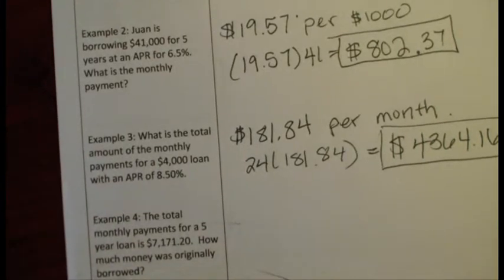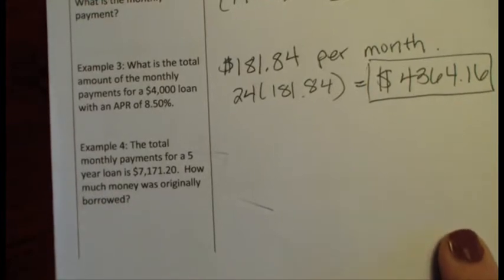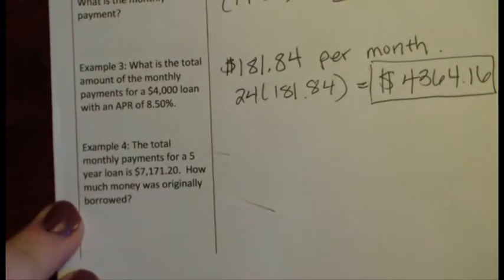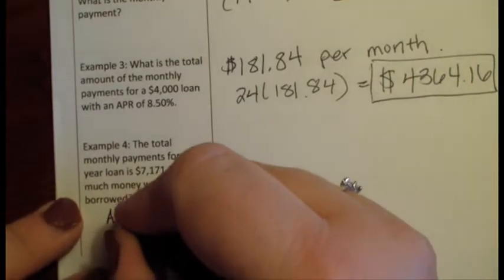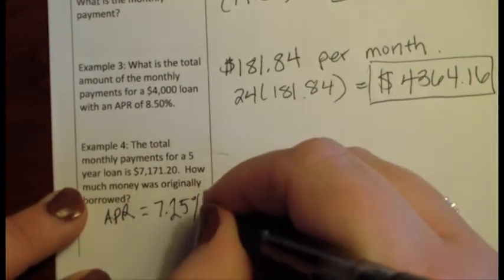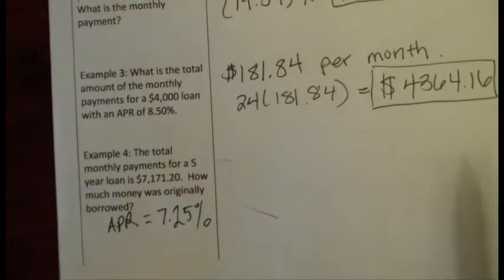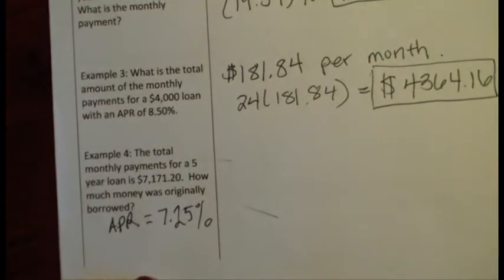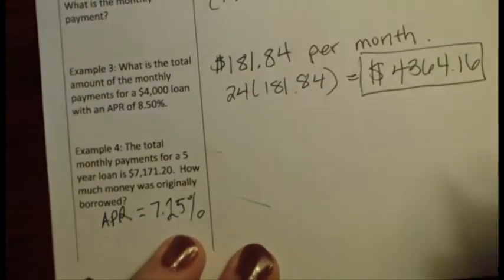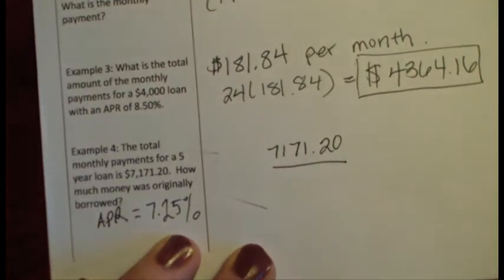Okay, the total monthly payments for a 5-year loan is $7,171.20. How much money was originally borrowed? Now there was a typo on here. I forgot the APR. APR was 7.25%. So the first thing we ought to do is figure out what the monthly payment was. We know that the total that he paid was $7,171.20. It was for a 5-year loan.